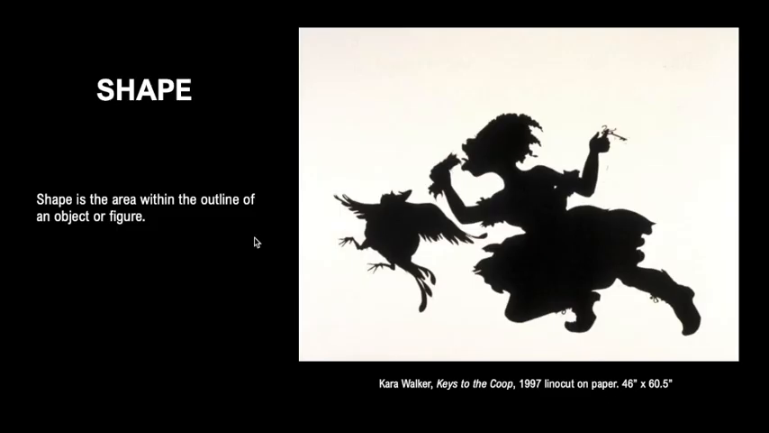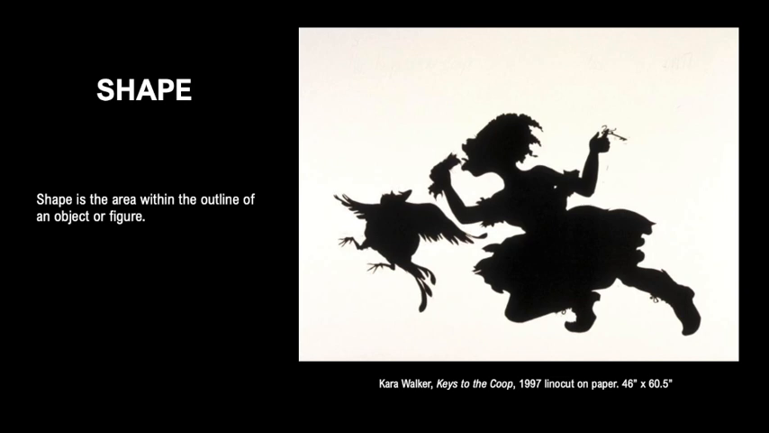Now, let's take a quick look at the idea of shape. Shape is the area within the outline of an object or figure. Now, the words shape, mass, form are sometimes used interchangeably, but really they mean different things in the visual arts. So, as I said, shape is the area within the outline of an object or a figure.